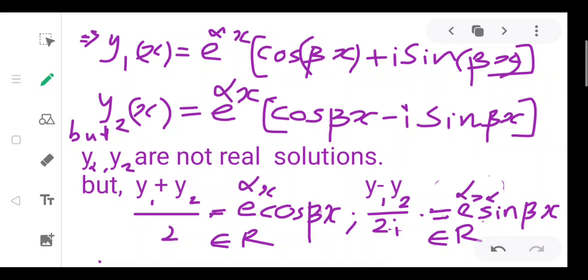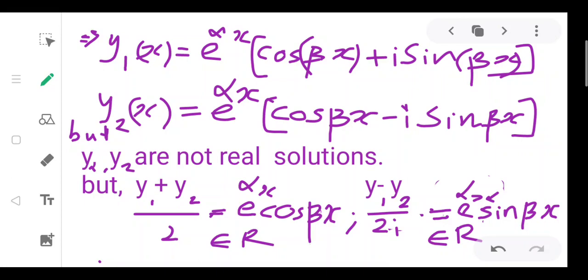Now the problem is these y1 of x and y2 of x are solutions, and they are linearly independent, but they are not real solutions. We expect a real solution for the given differential equation, so we have to find the real solution from y1 of x and y2 of x. You know that if you choose y1 of x, y2 of x like that, then (y1 plus y2) by 2 is equal to e raised to alpha x cos beta x, which is a real solution.